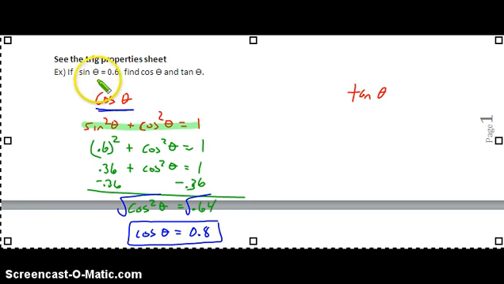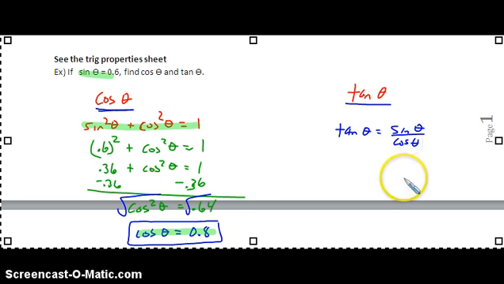Now think about what I have. Now I have sine and I have cosine. So because I have both of those, if I want to try to find the tangent, use a formula from your formula sheet that uses a cosine and a sine to find tangent. Well, I know one of the formulas on my formula sheet says that the tangent is equal to the sine divided by the cosine. So, to find the tangent, plug in the sine, which they gave us as 0.6, plug in the cosine, which we just calculated to be 0.8, divide that out, and you're going to get 0.75.